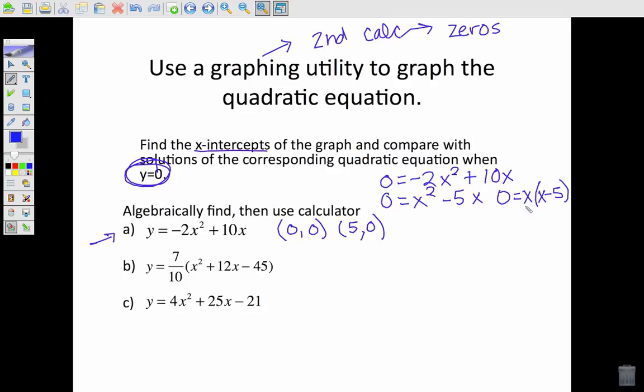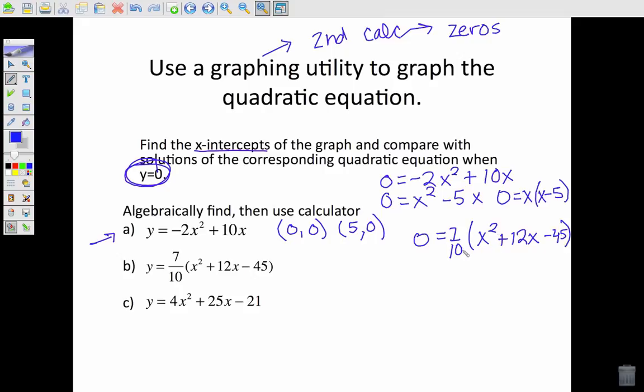Those are the solutions coming from the factored expression, x times (x minus 5). If you graph them on the calculator, these might be pretty easy for you to determine since they are integers. All right, let's look at the next one here. So you'd have 0 equals 7/10 times (x squared plus 12x minus 45).